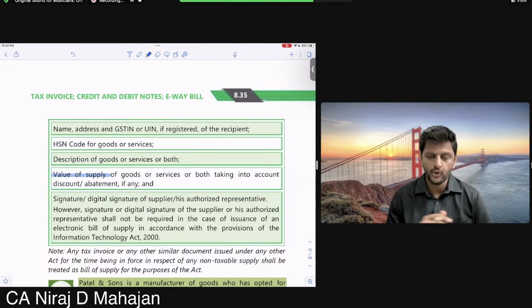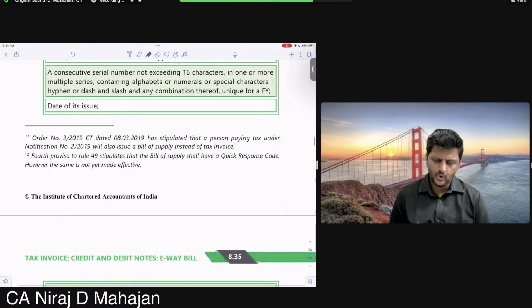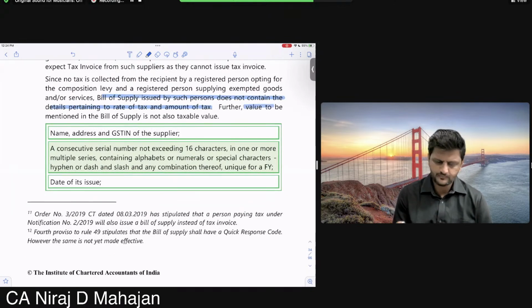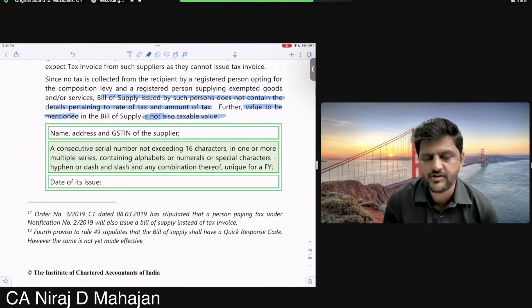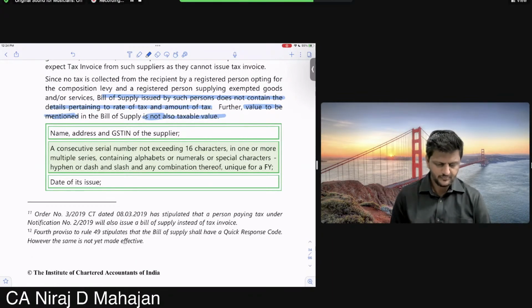Means, children, we call it value of supply and not taxable value. Okay, we just call it value of supply and not taxable value, because it is not taxed. Right? We are not taxing it. Okay.